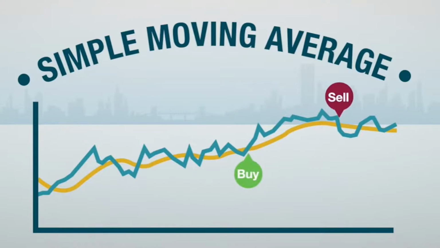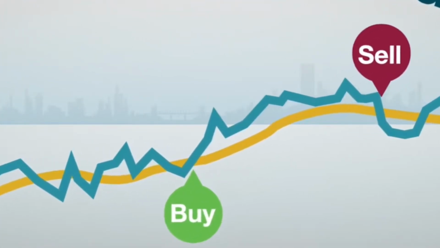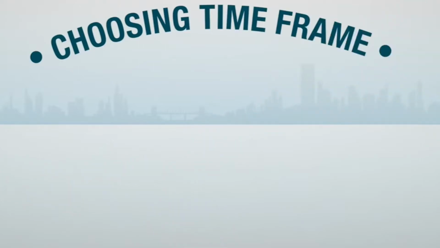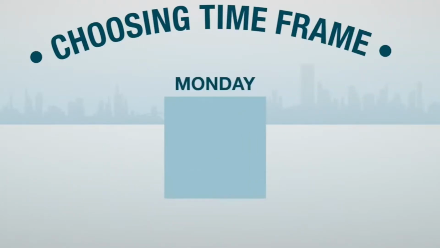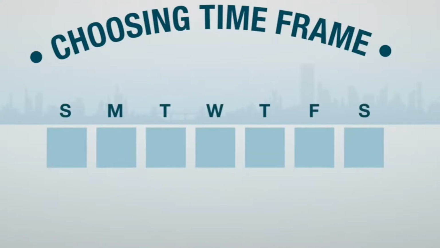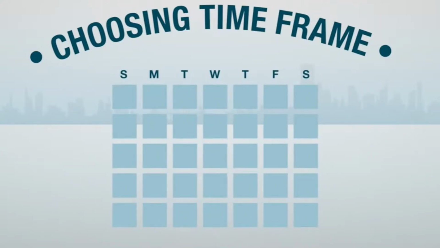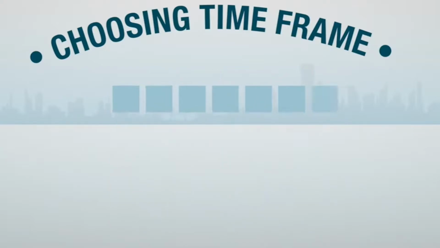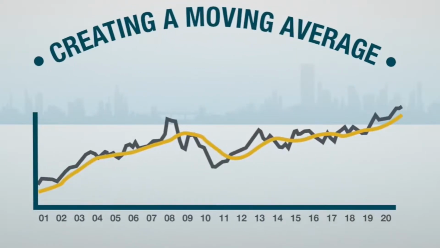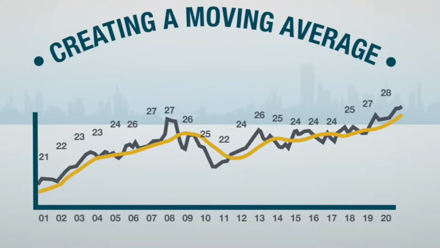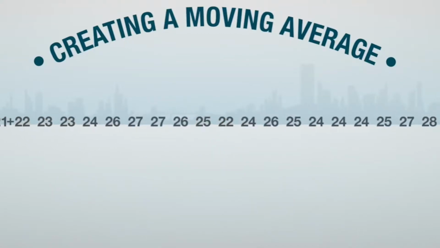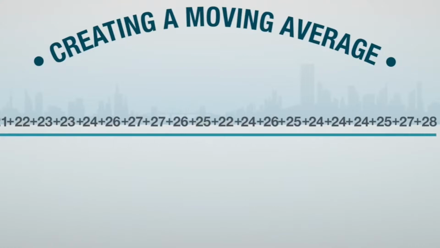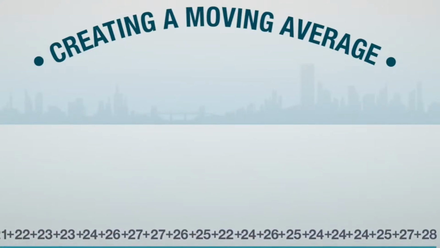To create a simple moving average chart, start by choosing a time frame. A frame can be any period of time, including a day, a week, or even a month. For this example, we'll define a period as a day. Let's create a moving average using a 20-day chart. We'll take each day's price, then add them together. Then we'll divide that number by our time frame number, which in this case is 20.